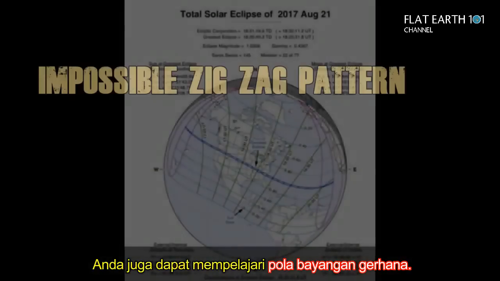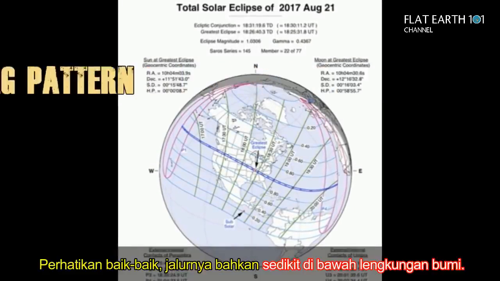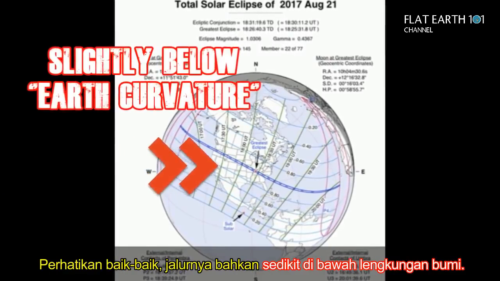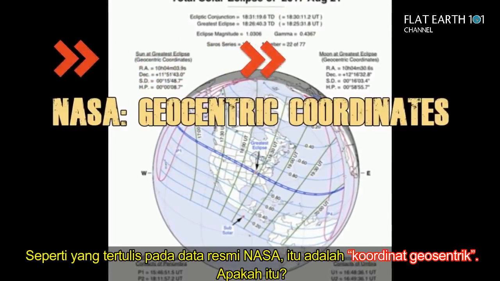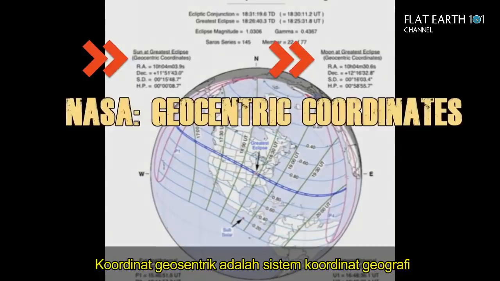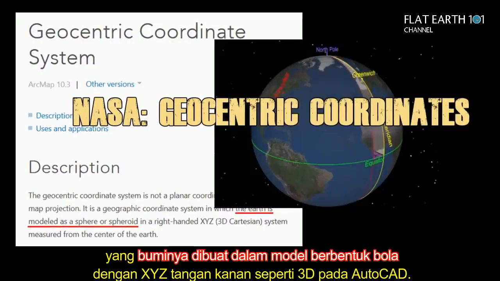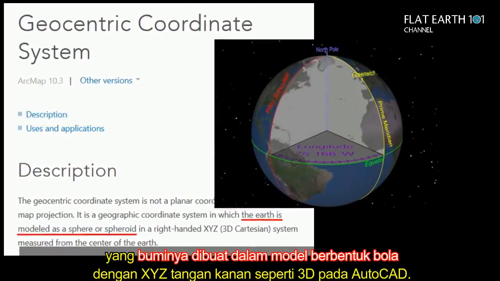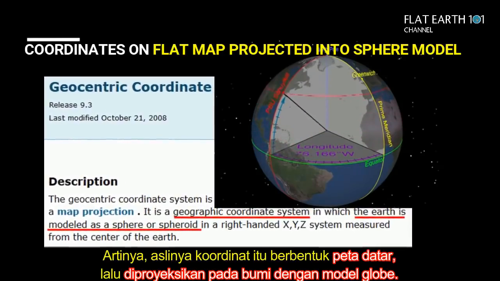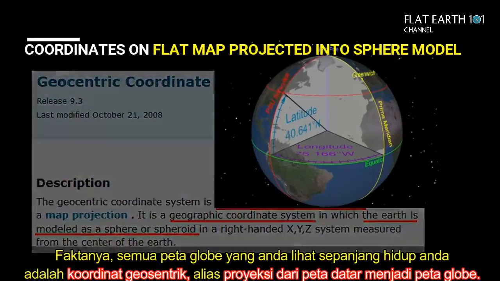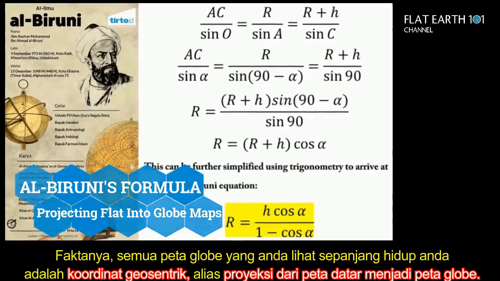You can also study the eclipse pattern. How can the Earth, the Sun, and the Moon create such a zigzag pattern? Look carefully. The path even goes slightly below the Earth's curvature. As NASA wrote in its official data, it is a geocentric coordinate. What does it mean? Geocentric coordinate is a geographic coordinate system in which the Earth is modeled as a sphere or spheroid in right-handed XYZ, like 3D in AutoCAD. That means originally the coordinate is on a flat map, then projected onto the Earth globe model. In fact, all globe maps that you've seen in your entire life are a geocentric coordinate, or a projection from a flat map to a globe map.